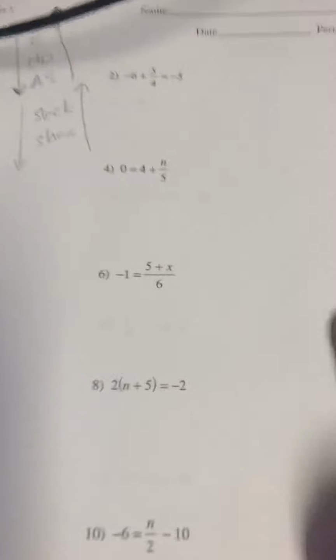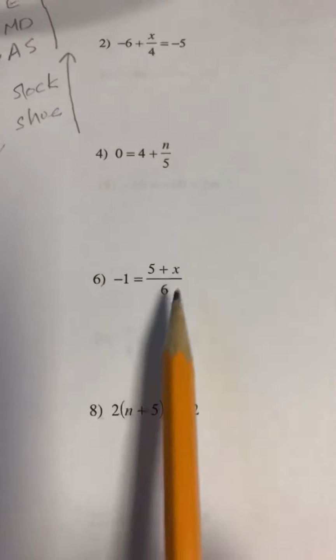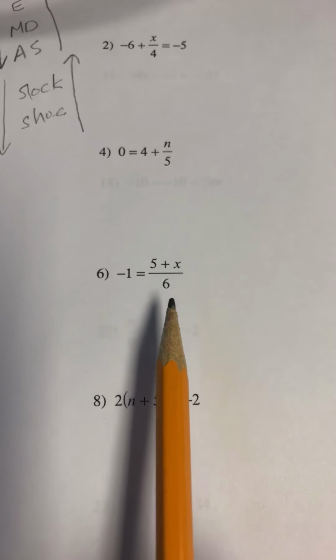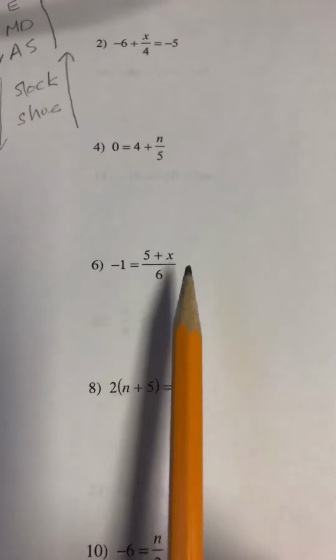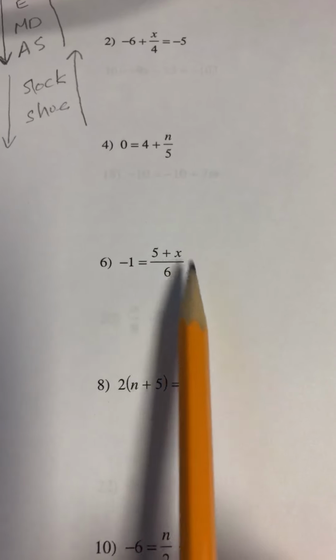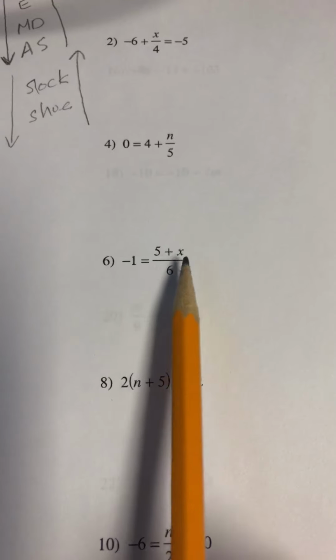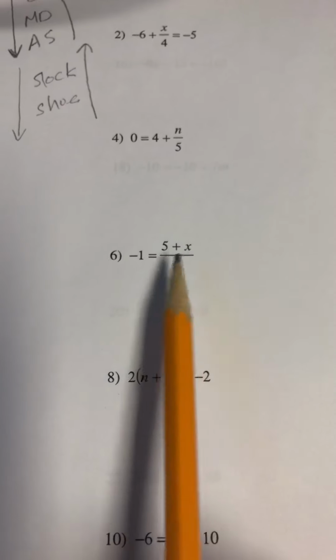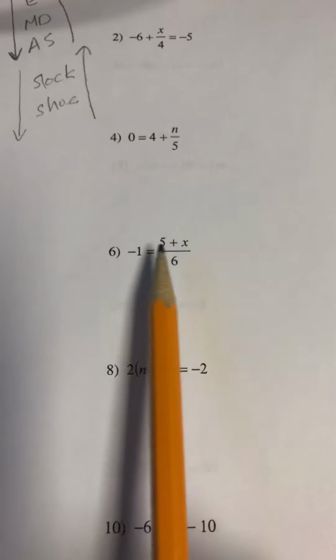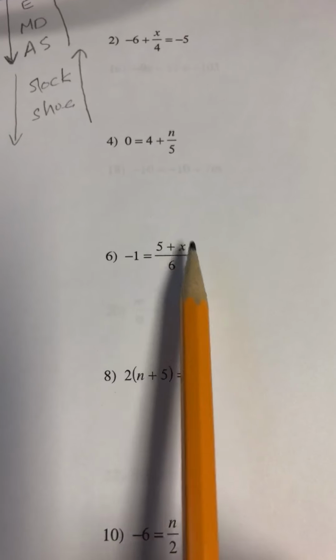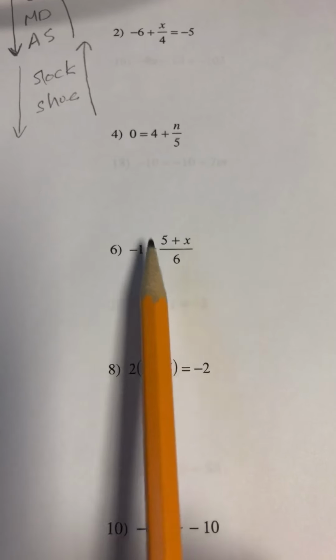Now, I want us to look at number 6. This time the order in which we would do things is a little bit different because we have negative 1 on one side, and that is equal or balanced to this fraction. Even though there's no parentheses in this numerator, because this fraction bar covers the entire thing, that implies that the 5 plus x is all together.